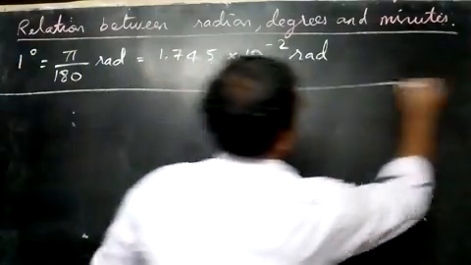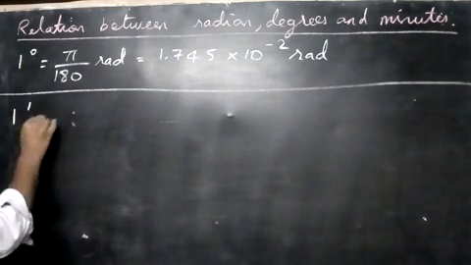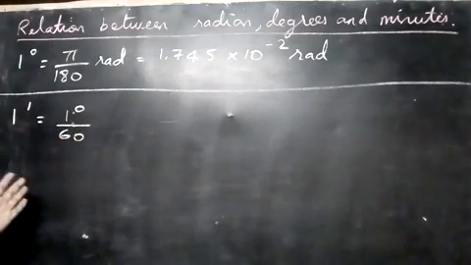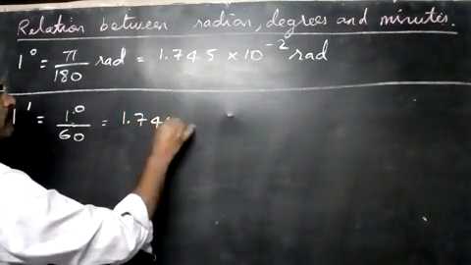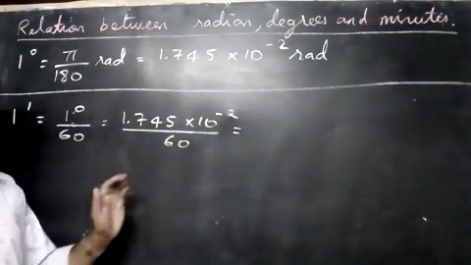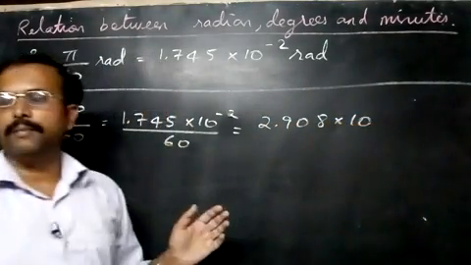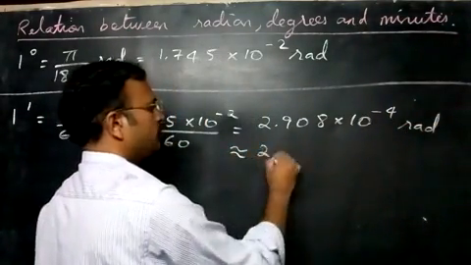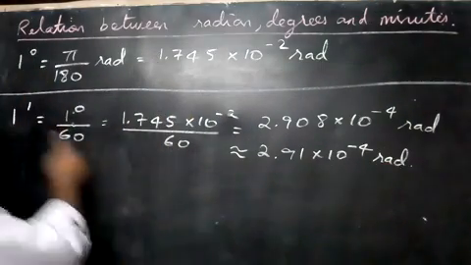Let me draw a line here. Then next, we'll see what's the value of 1 minute. 1 minute means one dash. That's equal to 1 degree divided by 60. So we divide 1 degree into 60 parts. So we get 1.745 into 10 power minus 2 divided by 60. When we divide this, we get the value to be 2.908 into 10 power minus 4 radians. That we can approximate as 2.91 into 10 power minus 4 radians. That's the value of 1 minute.